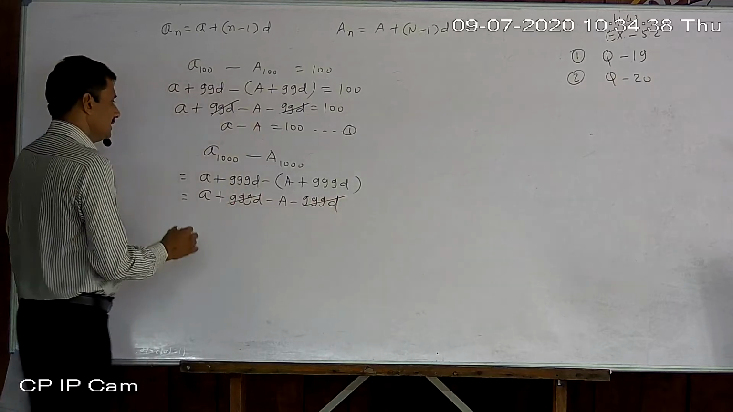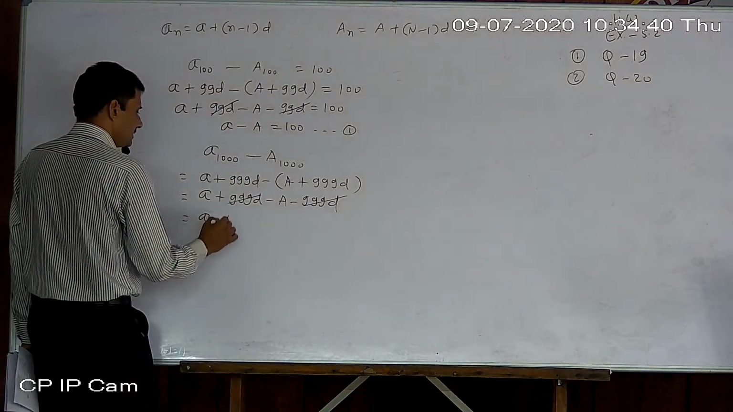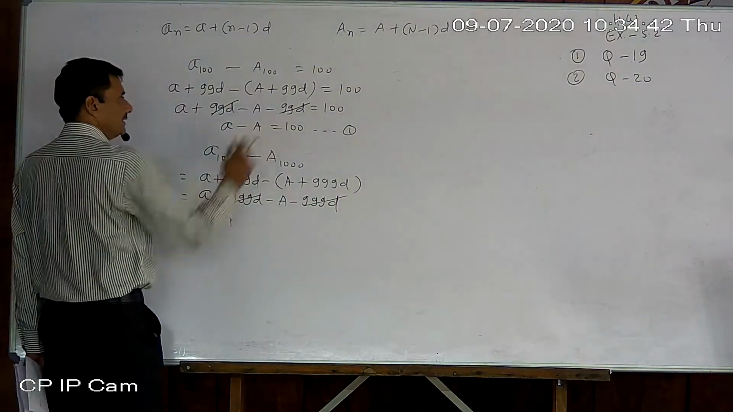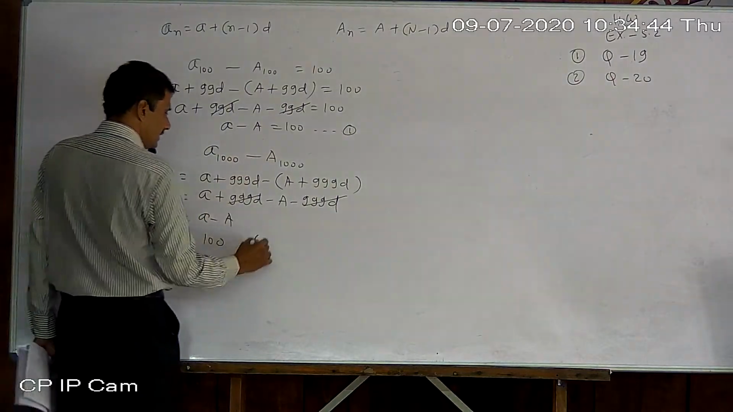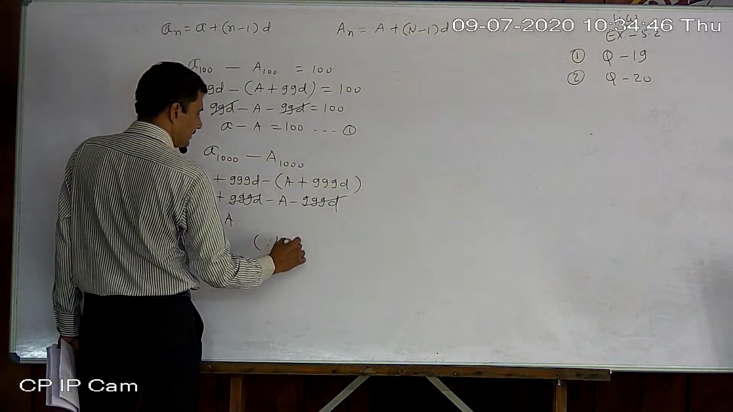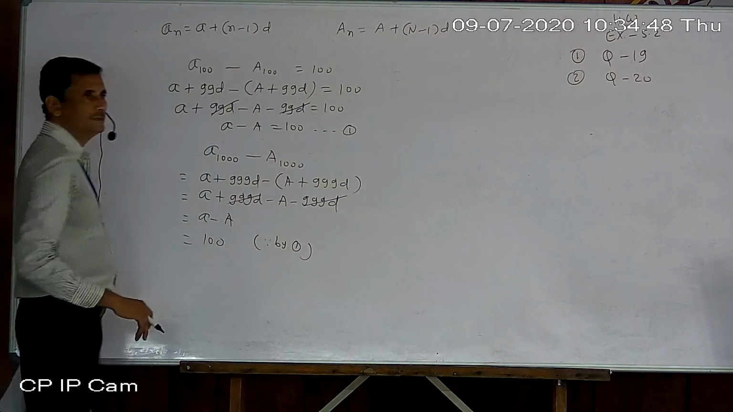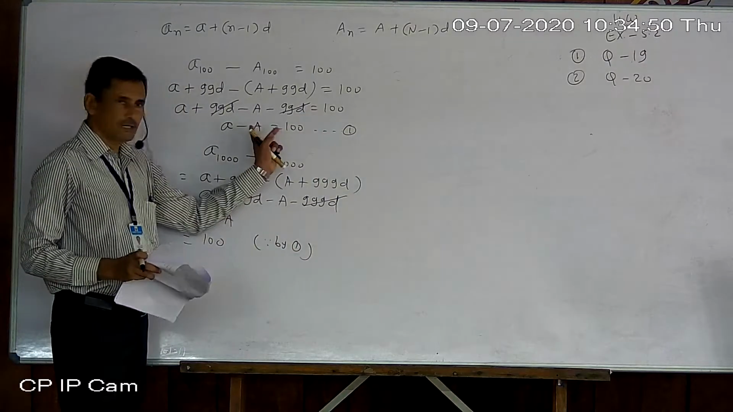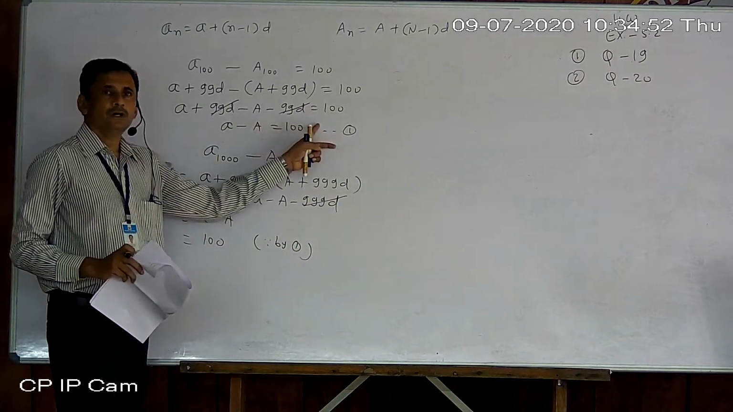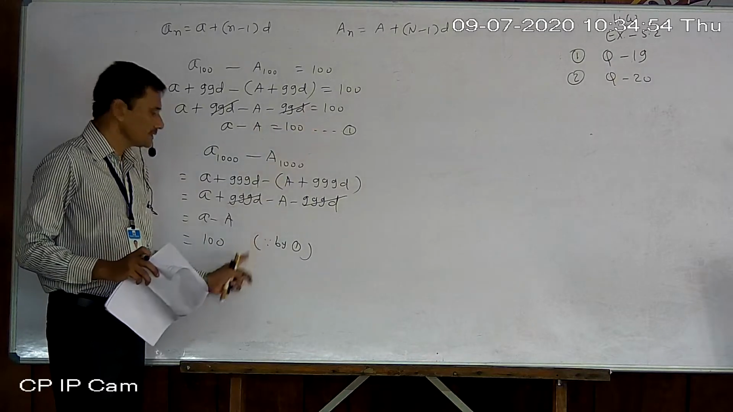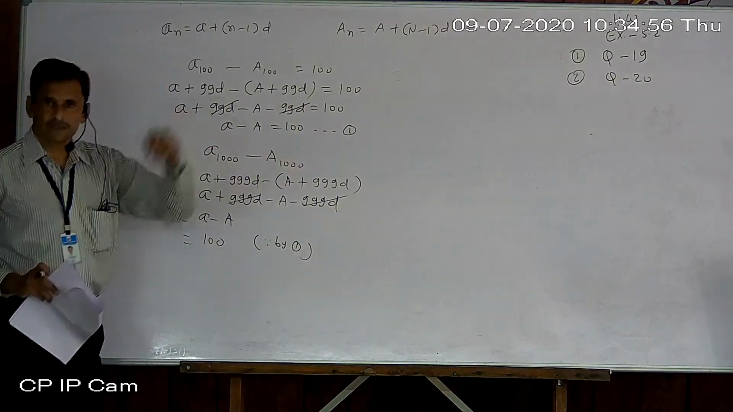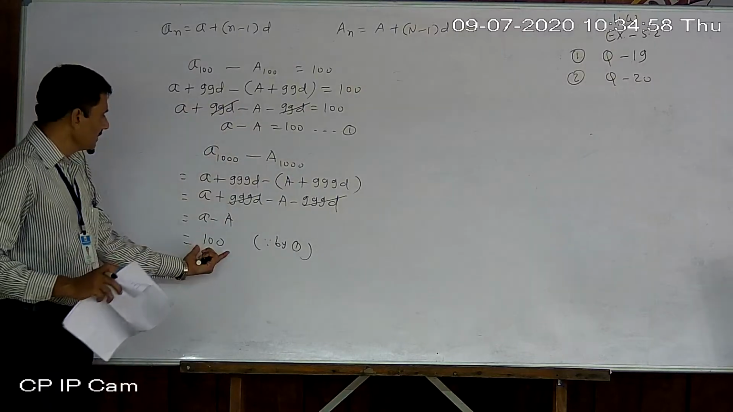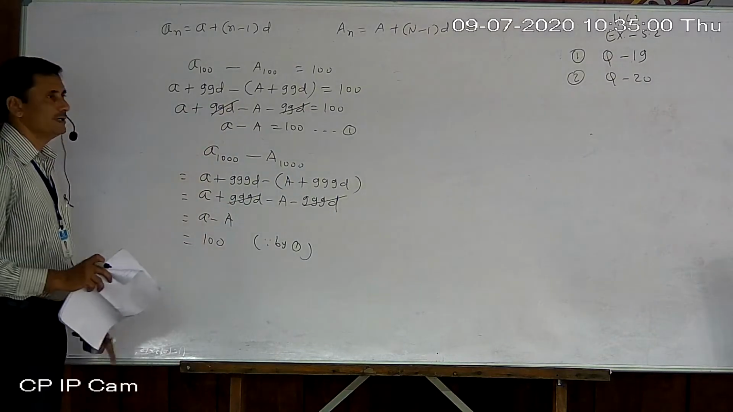Cancel just like that. So what is left? a minus A. But we know what a minus A is? 100 only. Okay. Give the reason here by 1. That's why we gave that number. We give a particular conclusion number for the purpose of using it again in the next step. Okay. So the difference between the 1000th terms is also 100.